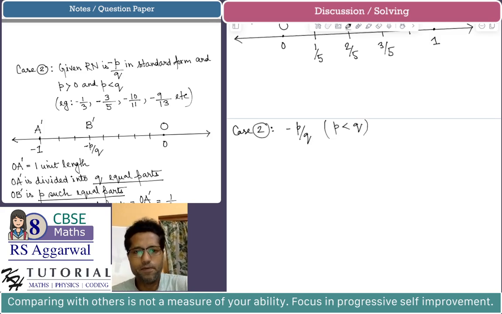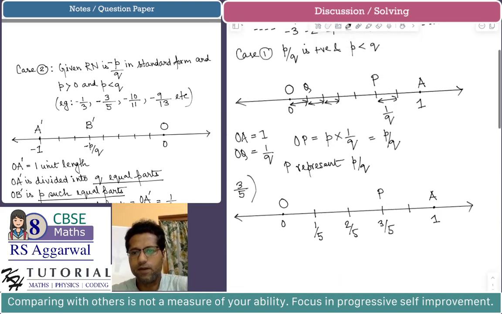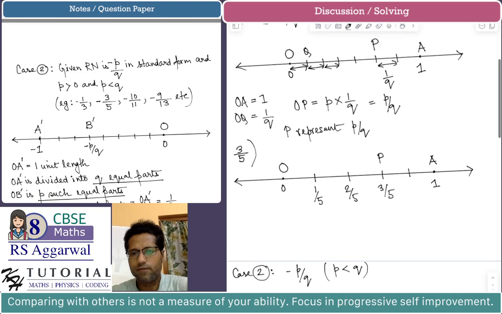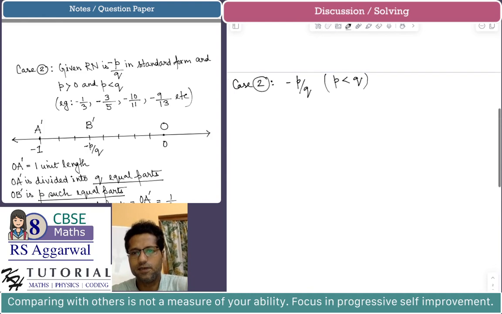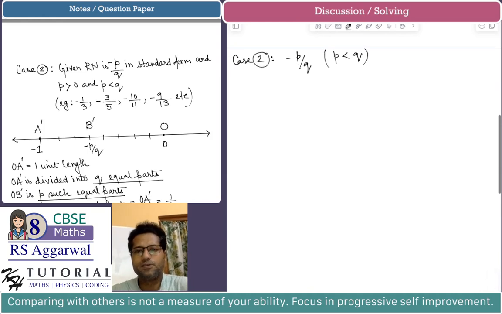Okay, so how do we represent these rational numbers? Examples of these kinds of rational numbers are minus 1 by 3, minus 3 by 5, minus 10 by 11, minus 9 by 13, etc. So what do we do? It is exactly the same as case number 1, but you just have to do the drawings all to the left hand side of the origin O. It is exactly like case 1, but since it's a negative rational number, you will do all the drawings on the left hand side of the origin O.